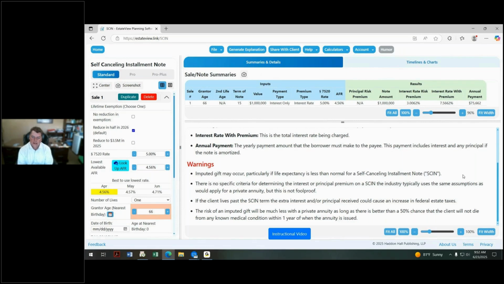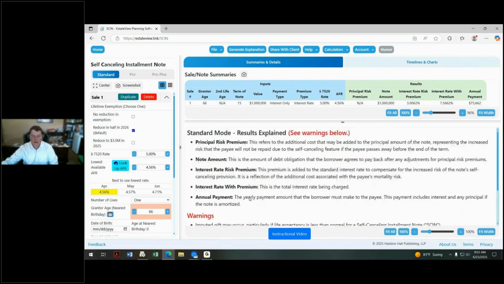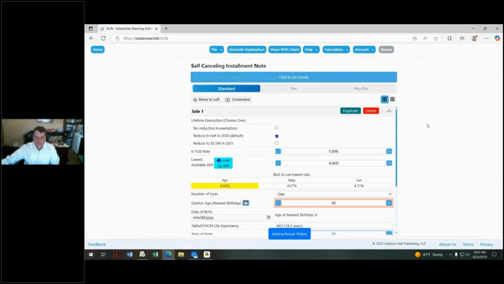Right? So again, if there is less than a 50% chance of an individual dying within 1 year of when the transaction is entered into, then there's less of a chance of the transaction being recharacterized and the client having made a taxable gift. That's again a situation that needs to be looked at on a case-by-case basis. All right, so those are all of my warnings. So now let's get into what we can do with the actual information and what our inputs are.